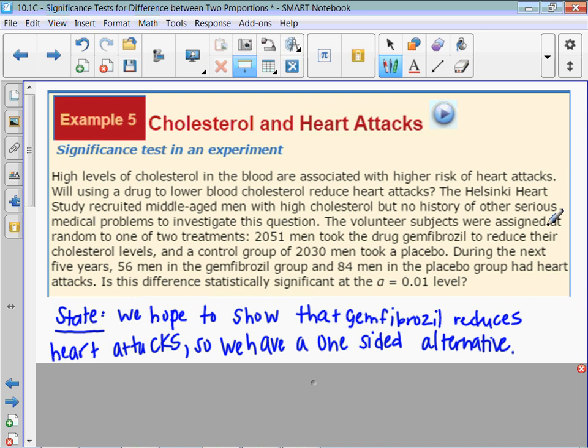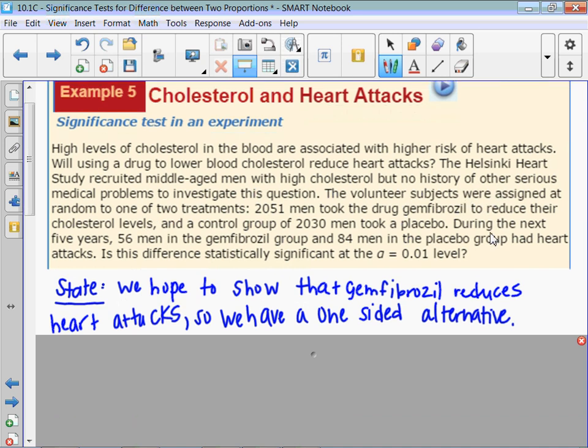The Helsinki Heart Study recruited middle-aged men with high cholesterol but no history of other serious medical problems to investigate this question. Notice they recruited them, so they did not necessarily have random selection. They did do random assignment right here. The volunteer subjects were assigned at random to one of 2 treatments. 2,051 men took the drug gemfibrozil to reduce their cholesterol levels, and a control group of 2,030 men took the placebo.